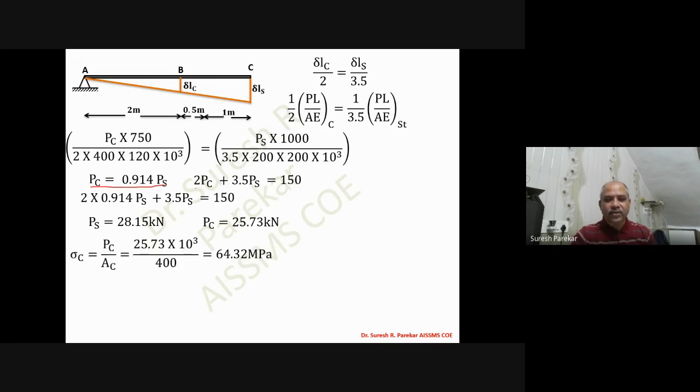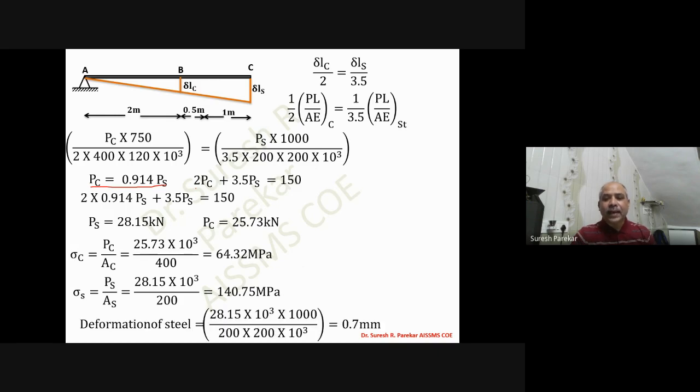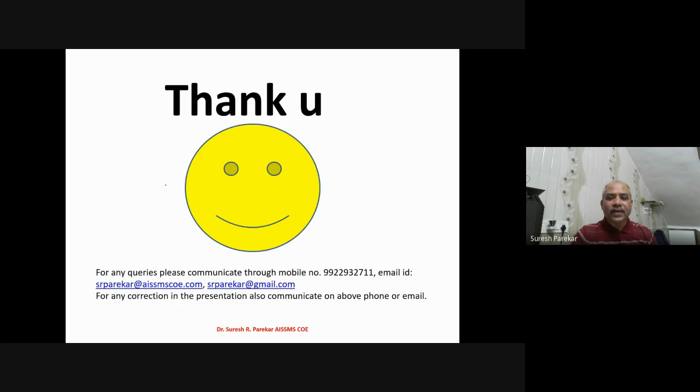And knowing these values, we can find sigma C, that is PC upon AC, and sigma S, PS upon AS. And delta L, we will get it as PL upon AE, and that will be 0.7 millimeters. So we have these three problems which we have in exercise 3. Then we have exercise 4 that we will see in the next video.